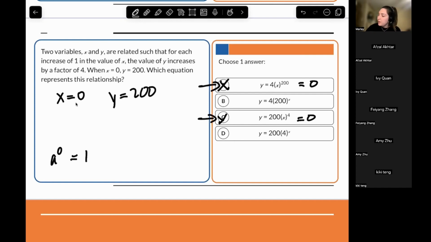Yeah, 1. So if I put this to the 0 power, I'm getting 4 times 1. That's not exactly what we wanted. We wanted 200. This one, if we put something to the 0 power, we're getting 200 times 1. This is exactly what we wanted to see. So even if we didn't understand what the factor of 4 was really talking about, we could have gotten to our answer by process of elimination. Factor of 4 just means, okay, the first time they're multiplying by 4, then they're multiplying by 4 squared, then 4 cubed. So that's basically all they're trying to get at with the factor of 4.